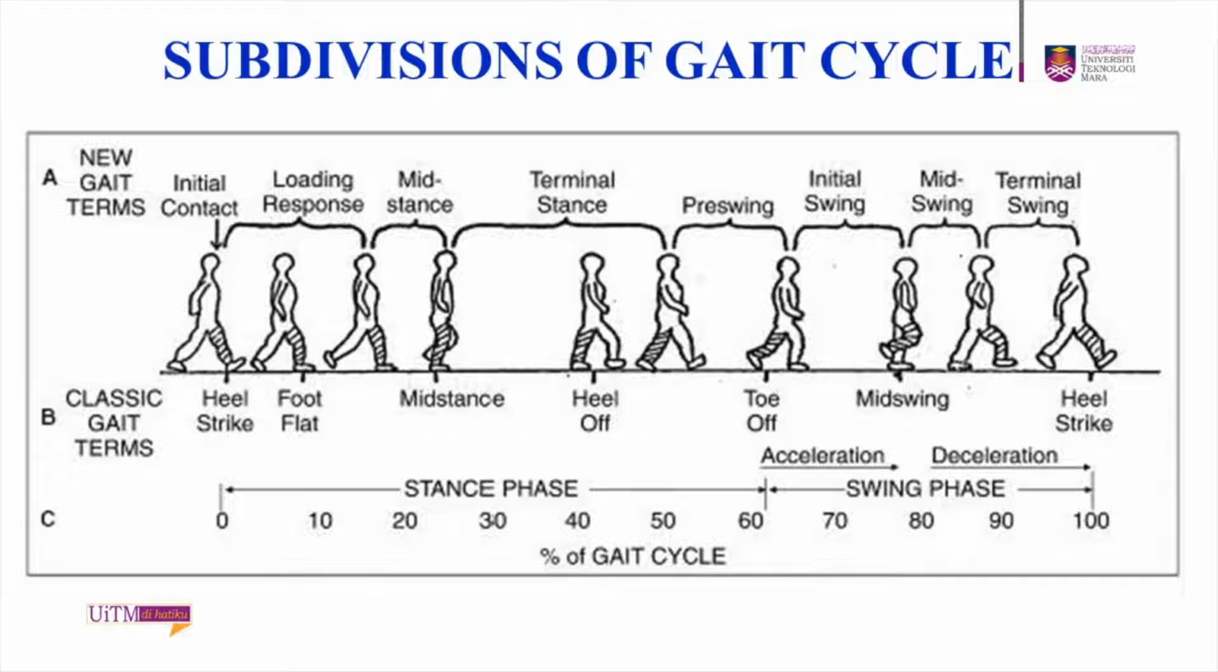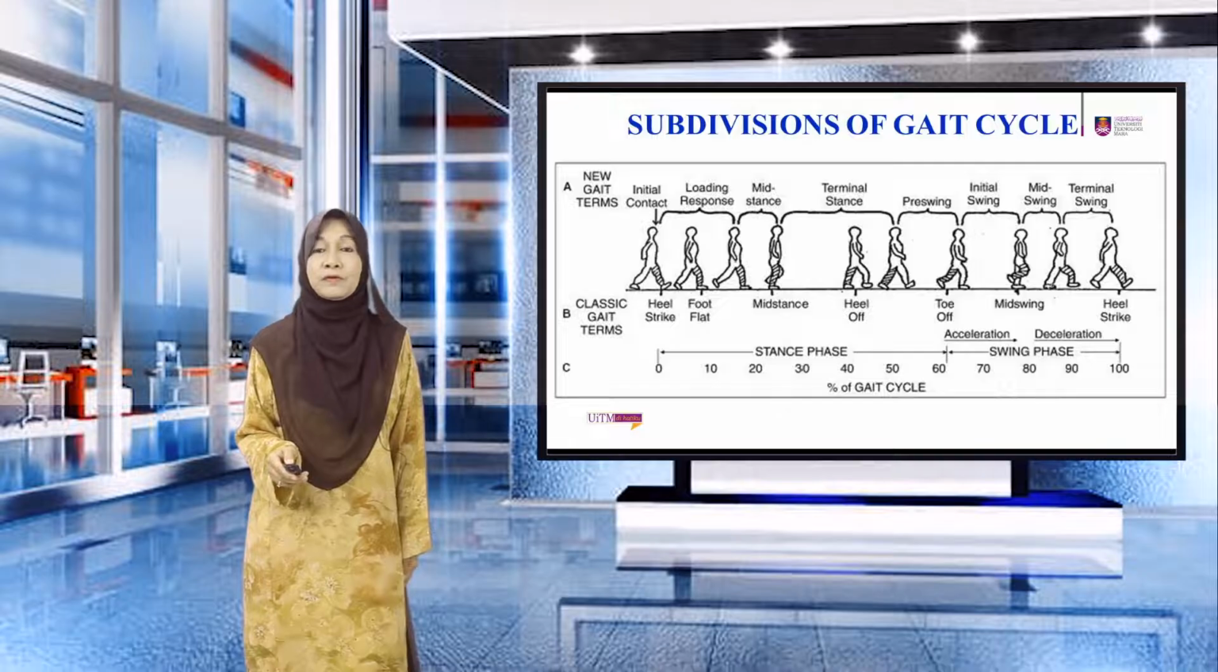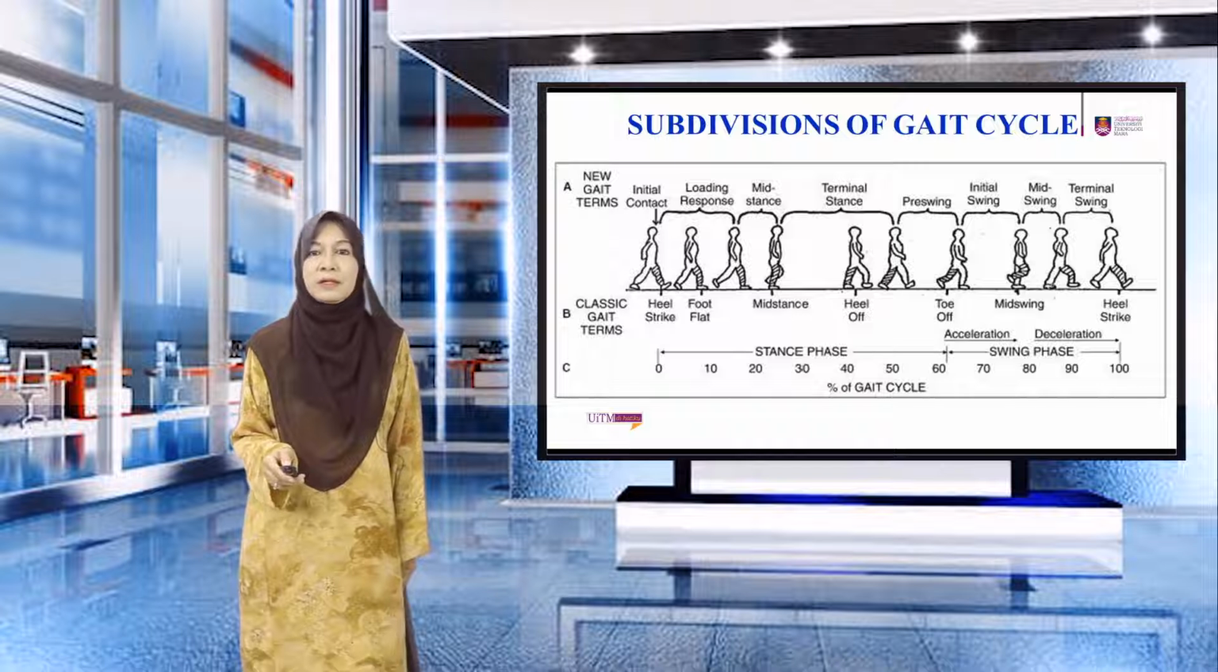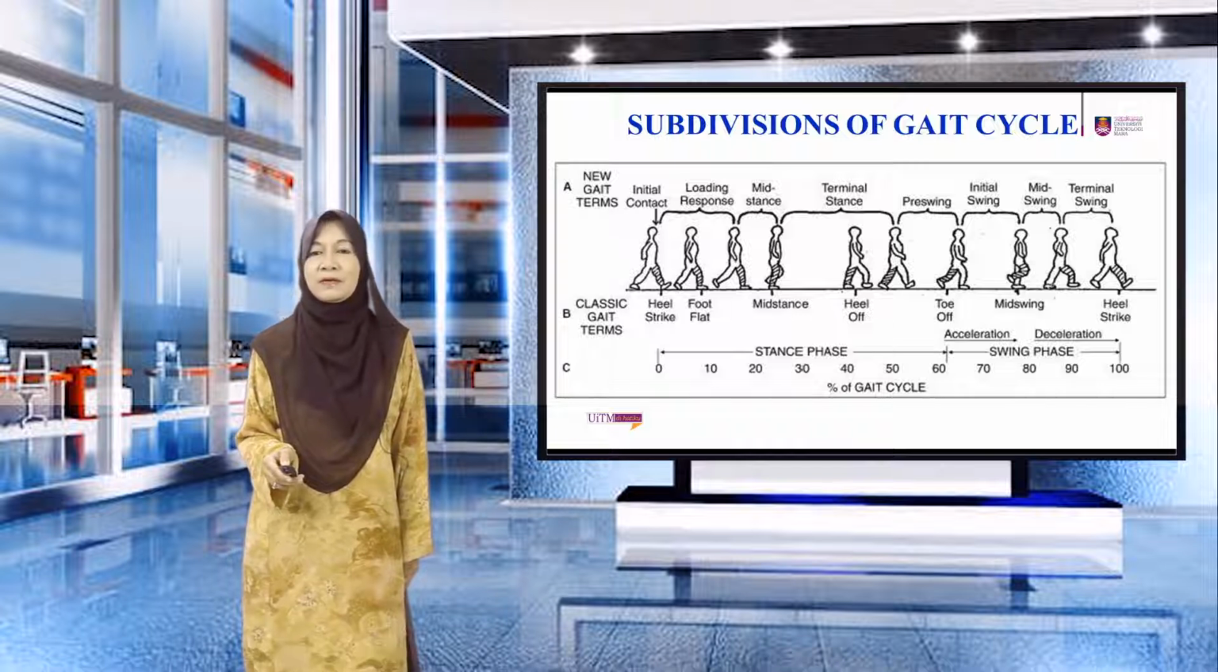As for the foot flat, it is from the heel strike to where the full foot is in contact with the ground. Mid-stance is when the body weight is over the stance leg. Heel off is the moment the heel of the stance leg leaves the ground, and toe off is when only the toe of the stance leg is in contact with the ground.